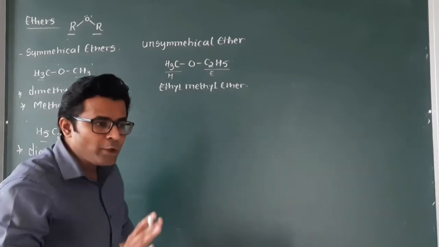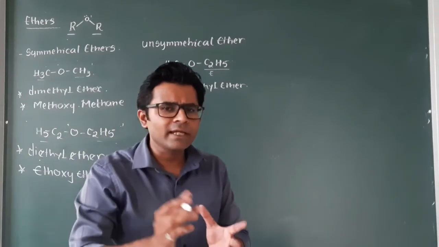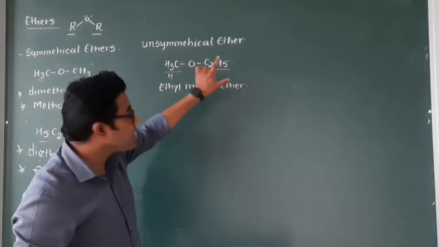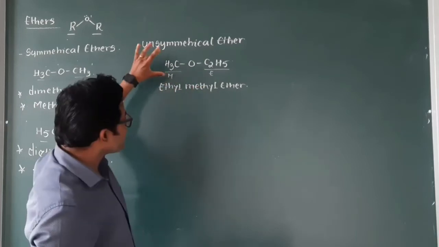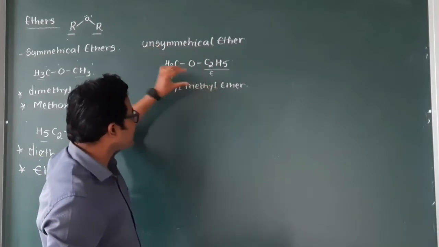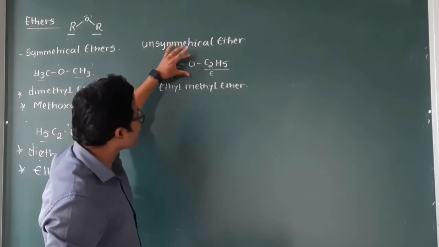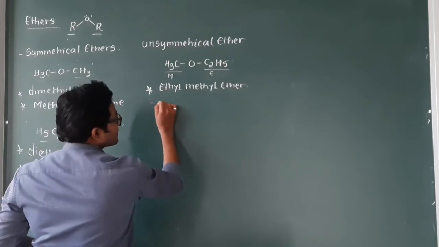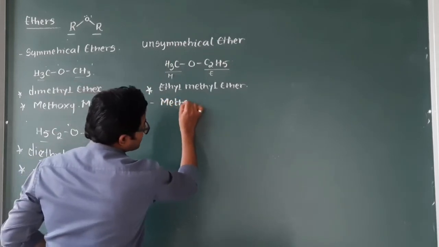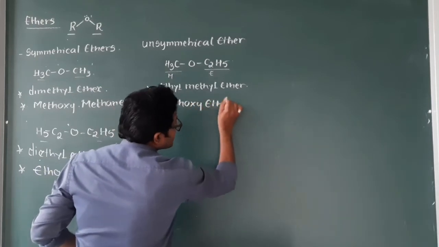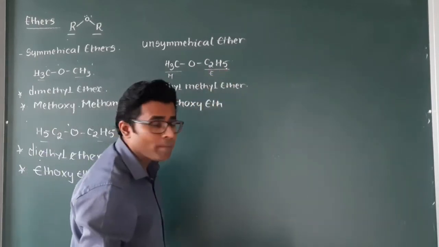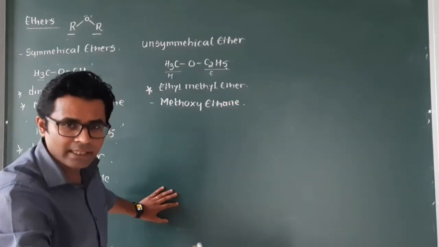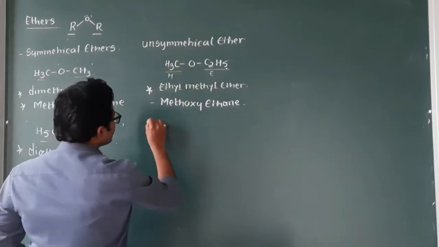When you go for an IUPAC name, you need to be very careful there. You need to understand the smaller section of these and take it with the oxygen. The smaller one out of methyl and ethyl is the methyl group, so the methyl group has to be attached with oxygen. Thus it is going to become methoxy. The other one is an ethyl group, so it becomes ethane. So what we have here is methoxyethane.